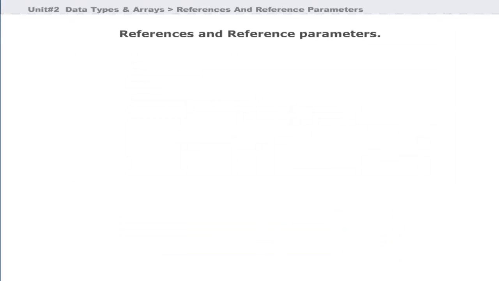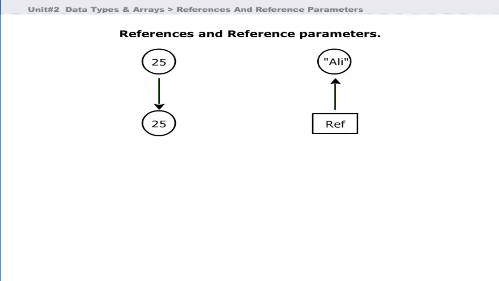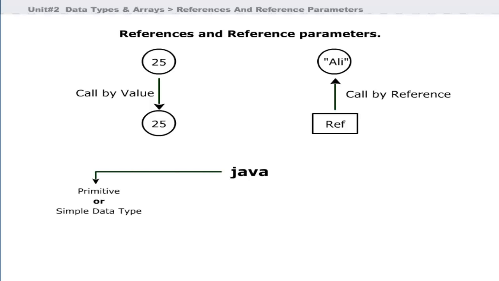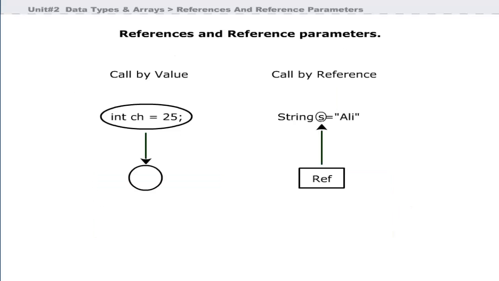Now we will learn references and reference parameters. Two ways to pass an argument to a method are call by value and call by reference. Other languages allow you to choose between call by value or call by reference, but Java does not allow to do so. In Java, all primitive or simple data type variables are passed by value and all objects are passed by reference. That is, a reference to an object is passed to the called method. It is important to understand the difference between both call by value and call by reference. Here is a comparison.